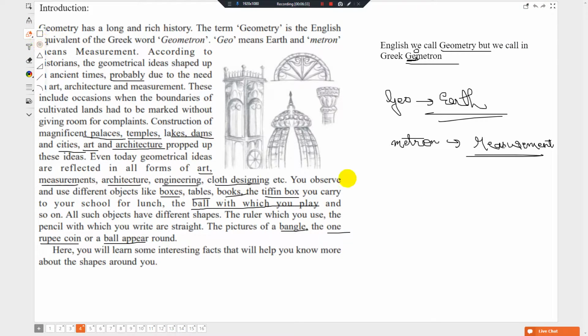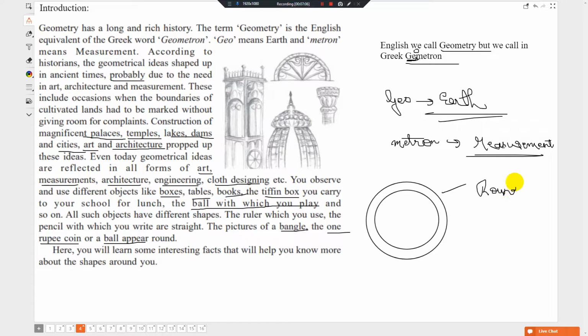I'll show you how the bangle will be. See the bangle like this, which is round, one shape. Now a 1 rupee coin. This is a 1 rupee coin, right? So in this 1 rupee coin, which shape is it? This is round, which is a circle.